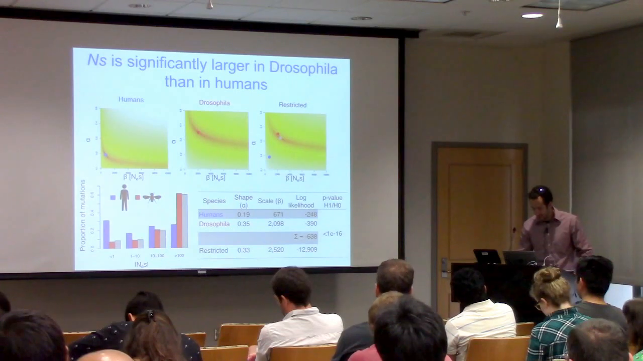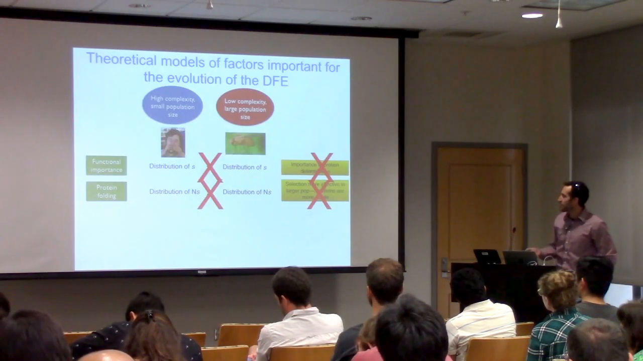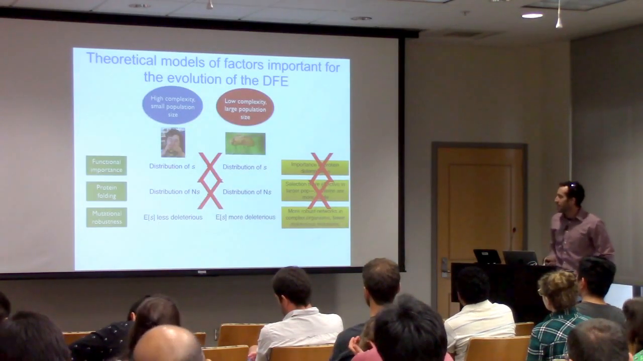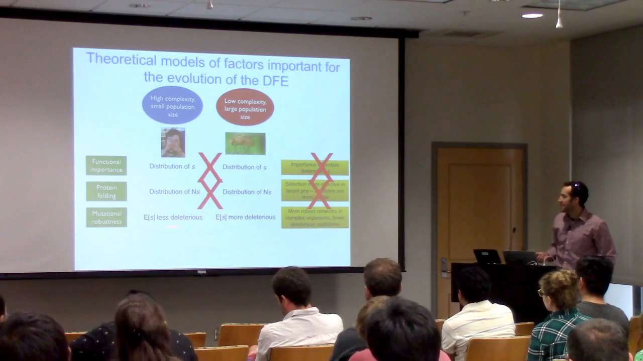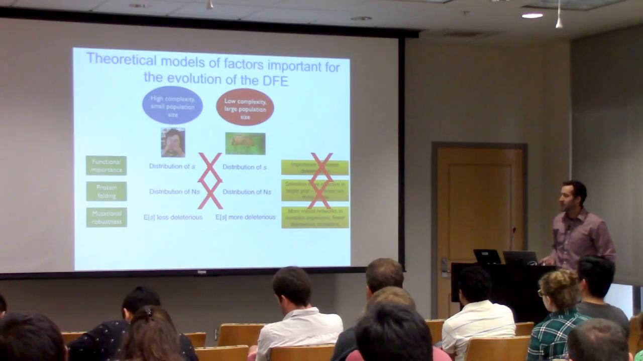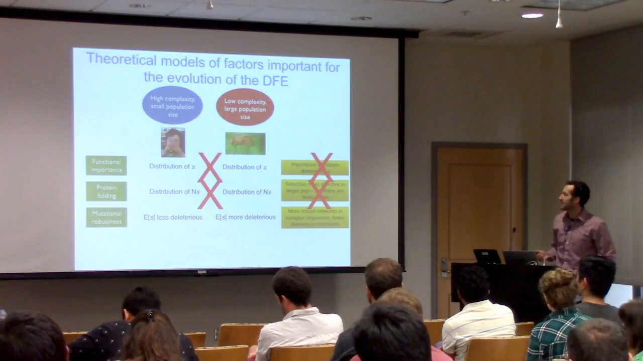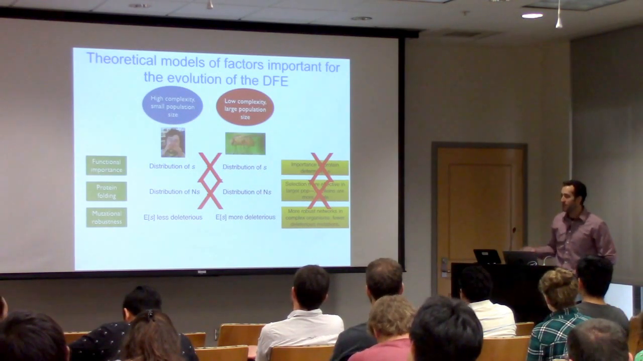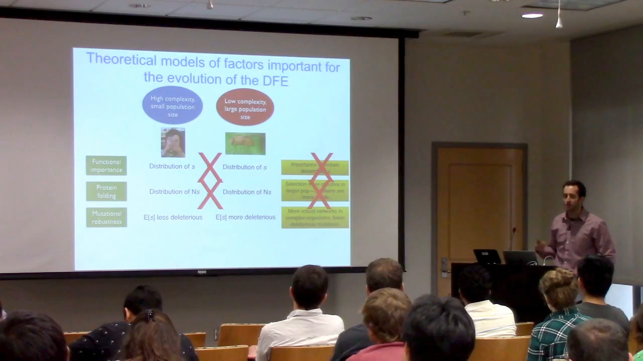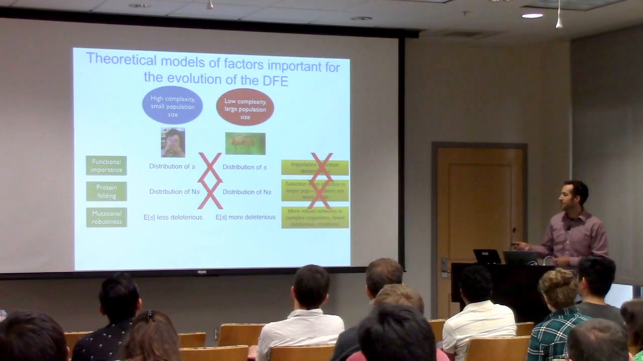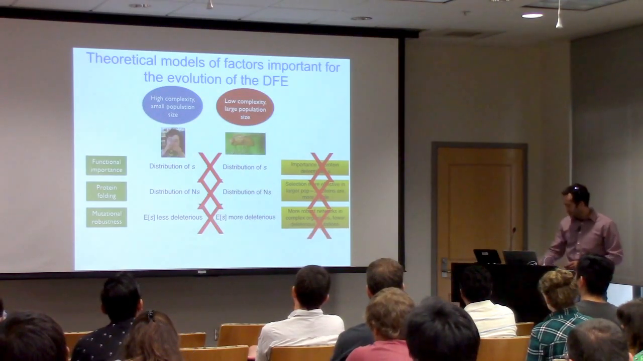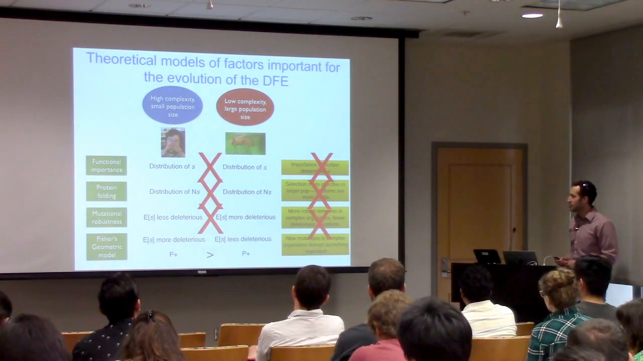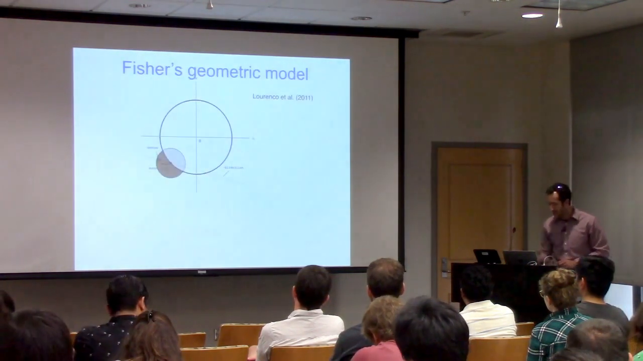Yeah, good question. So we can then reject the second model. Bringing up the third model, it predicts that the average selection coefficient would be less deleterious in the more complex species. This is the mutational robustness model. And we've actually already rejected this model because we said that the average S was more deleterious in humans, not less. And so that leaves us with Fisher's geometric model. Let me say a few words about that.